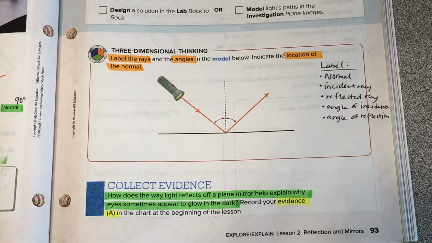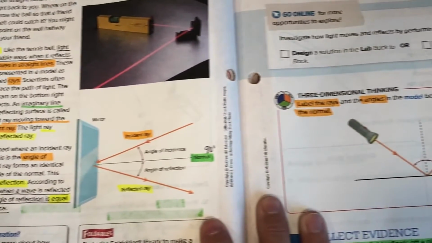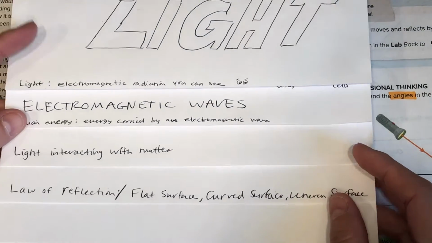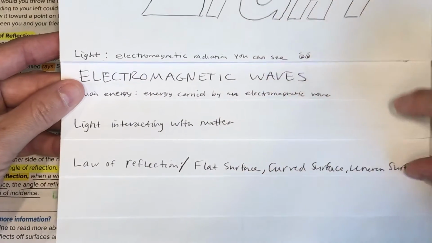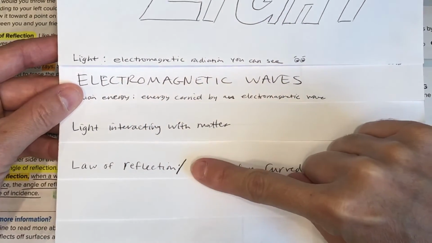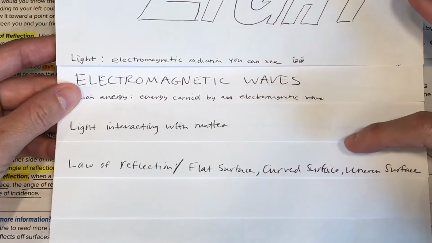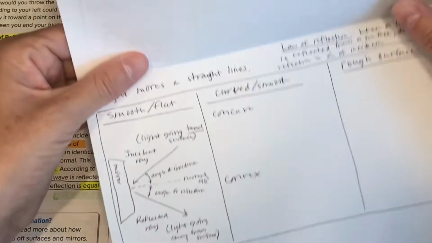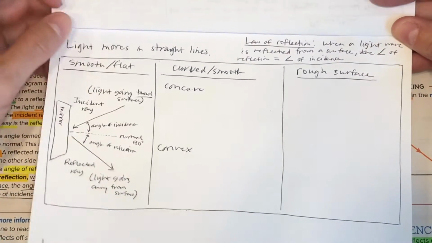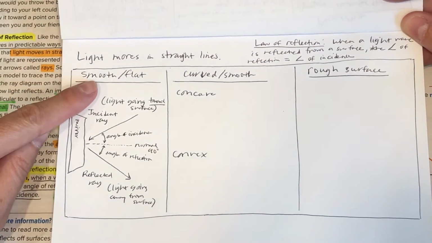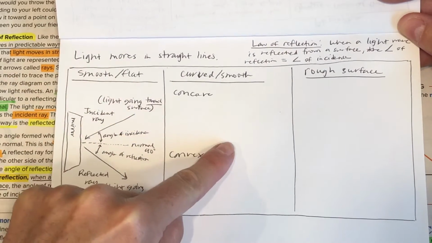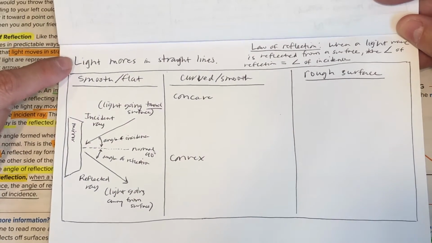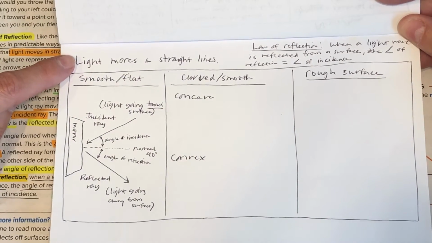And then you want to go back and also you can use this image right here to go to your foldable. Yep, your foldable. Hopefully you still have this. And we're gonna go to a new flap called Law of Reflection. And we're gonna label it flat surface, curved surface, and uneven surface. So I'm gonna open that up, and there's gonna be boxes split into 3 sections for smooth or flat surface, curved, a smooth curved surface, and a rough surface.